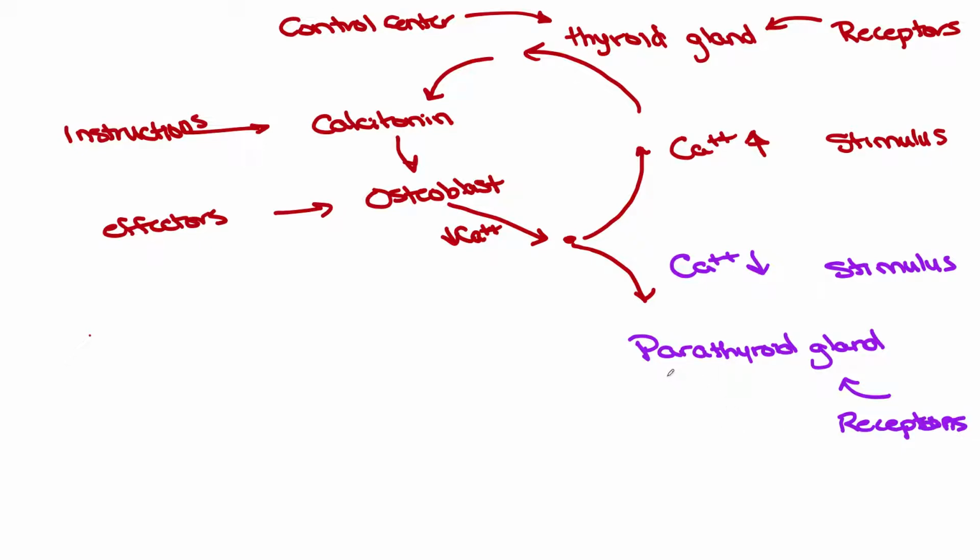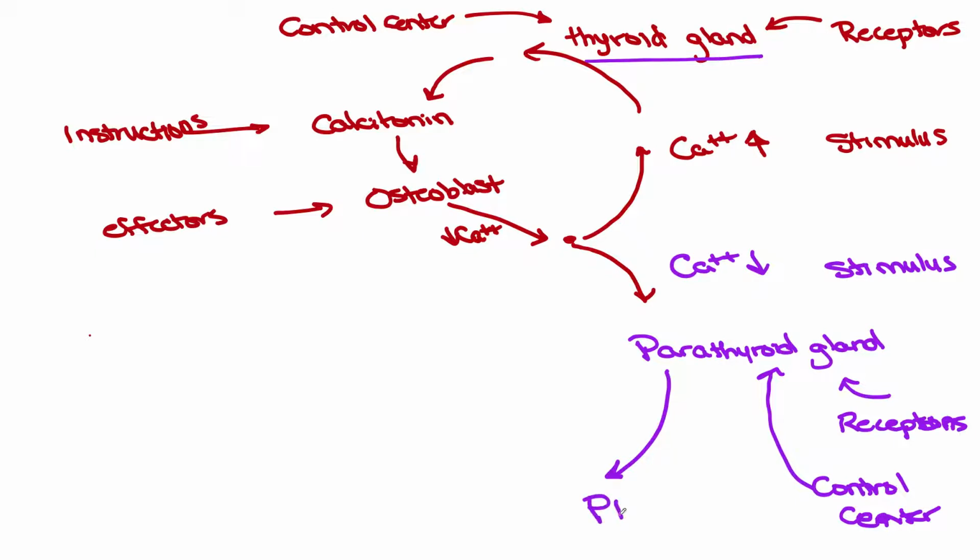And the parathyroid gland, just like the thyroid gland up here was both the receptor and the control center, is also the receptor and the control center, because we're going to receive the information that calcium is too low, and we're going to send out instructions. The instructions in this case are a different hormone, parathyroid hormone. I'm just going to write PTH. So remember, these are your instructions, not your effector.